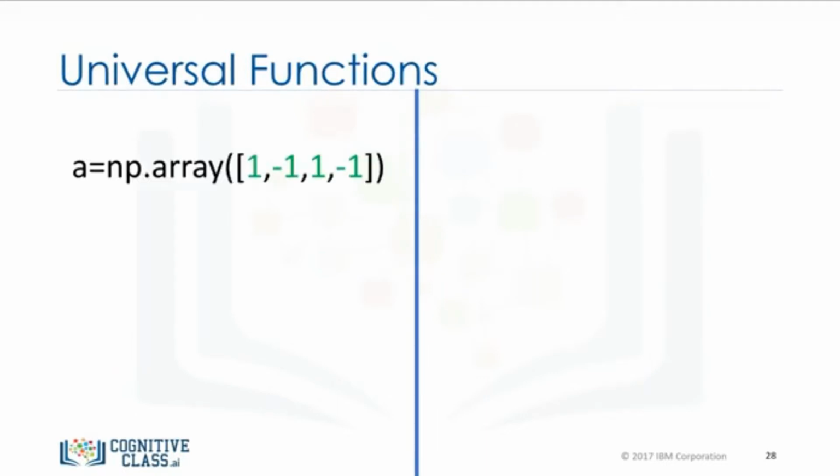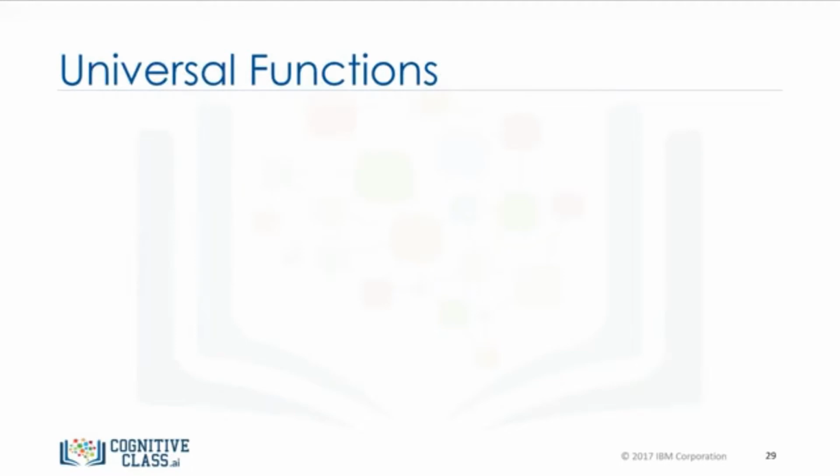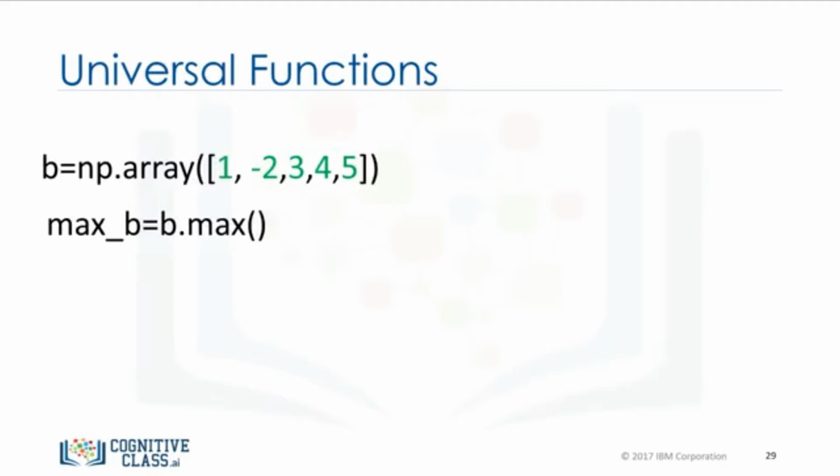Consider the array A. We can calculate the mean or average value of all the elements in A using the method mean. This corresponds to the average of all the elements. In this case, the result is 0. There are many other functions. For example, consider the NumPy array B. We can find the maximum value using the method max. We see the largest value is 5. Therefore, the method max returns a 5.